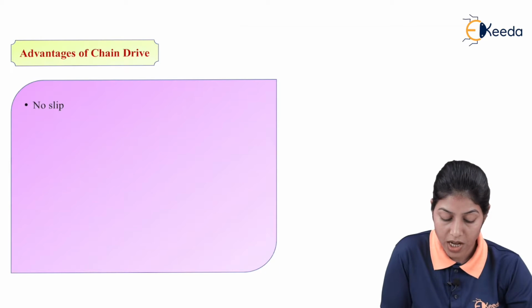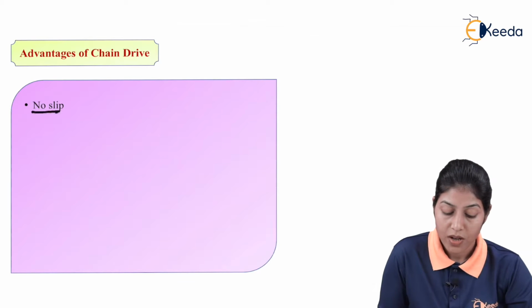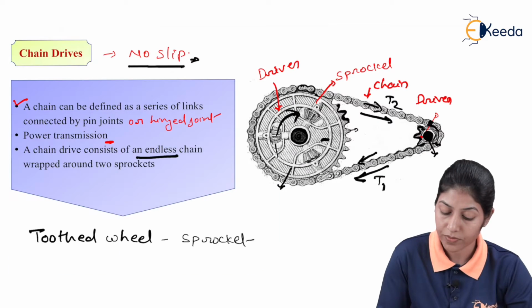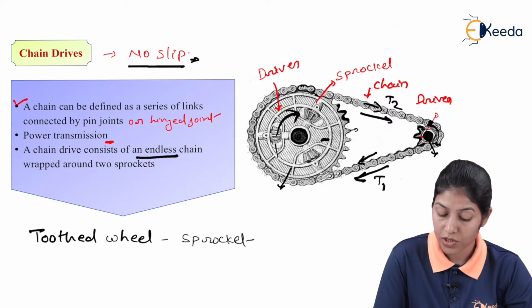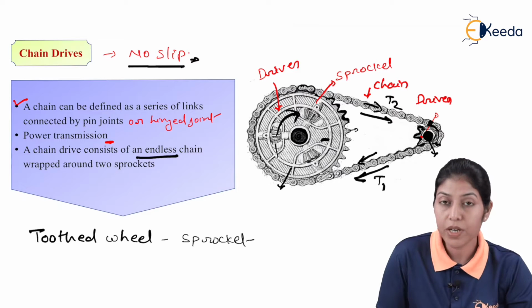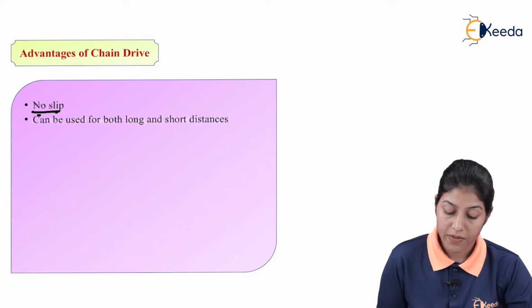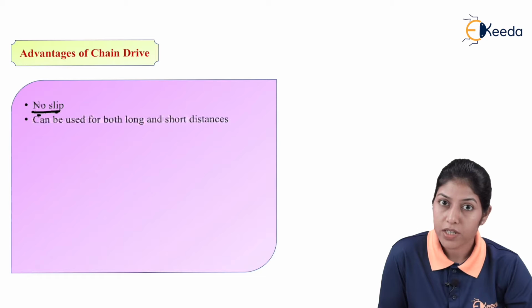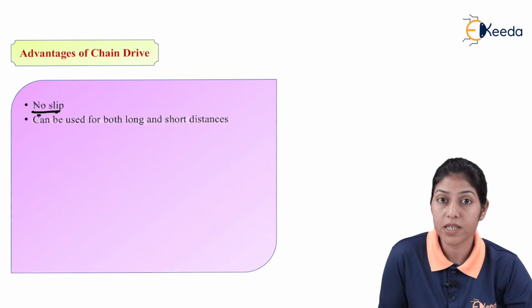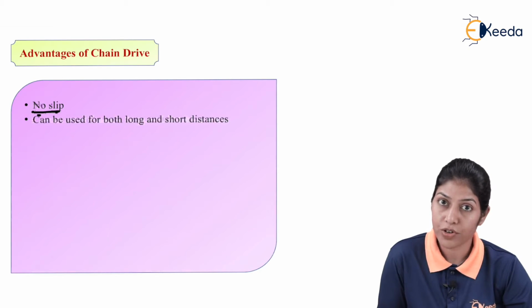The first advantage, as I told you, is that there will be no slip considered, because of the construction of this chain drive. Here the chain is fixed or wrapped around the sprocket or toothed wheel, so there will be no slip in chain drive. The second advantage is that we can use it for long and short distances both, but extremely long distances are not preferable for chain drive.